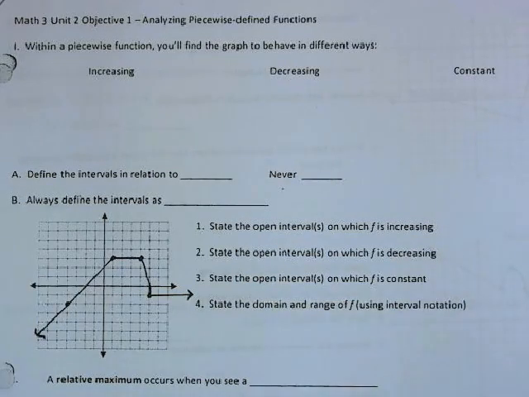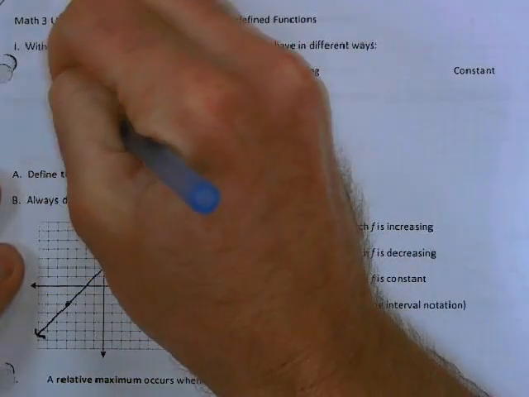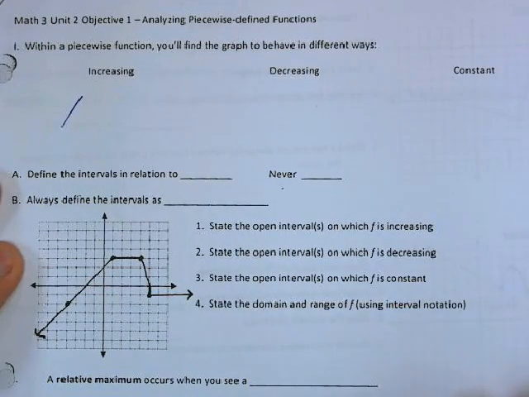So we're going to be looking at different parts of our equations and graphs now. This first section is actually a bit easier than what we did in Unit 1. Like it says, within a piecewise function, you'll find the graph to behave in different ways. Mainly, our graph can be increasing, decreasing, or constant. So what's it going to look like if it's increasing? Well, it might be something like a line with an uphill slope. That would be an example of when it's increasing.